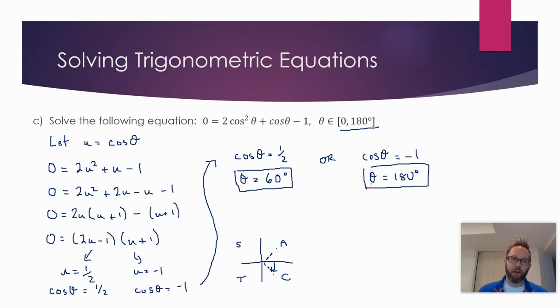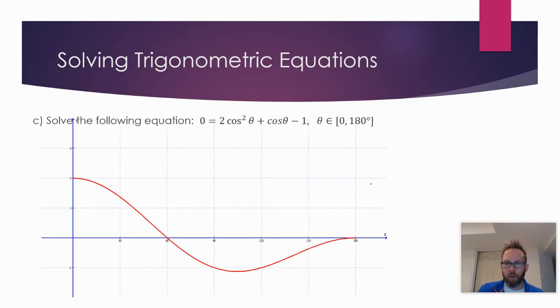We got them by doing a clever substitution, then solving the quadratic equation, and then plugging back in using the cast rule, kind of normal things. I have this graphed as well. I've graphed 2 times the cosine of x squared plus the cosine of x minus 1. And I have my axis here in degrees. So you can see we get our solution at 180 degrees and at 60 degrees.